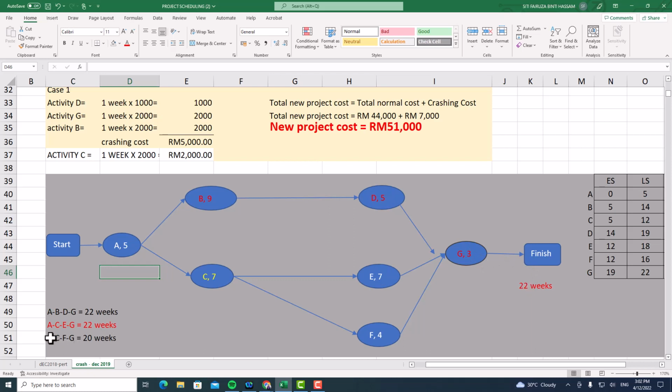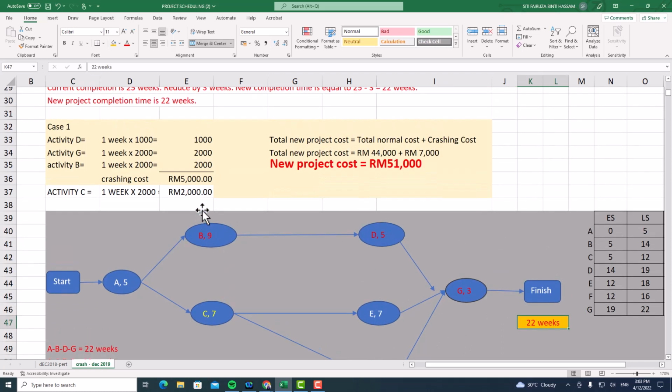And for the last path between A, C, F, G, it is 20. The longest completion time here is 22. Okay, so here we will have 2 critical paths. And the most important thing, the completion time must be 22 weeks.